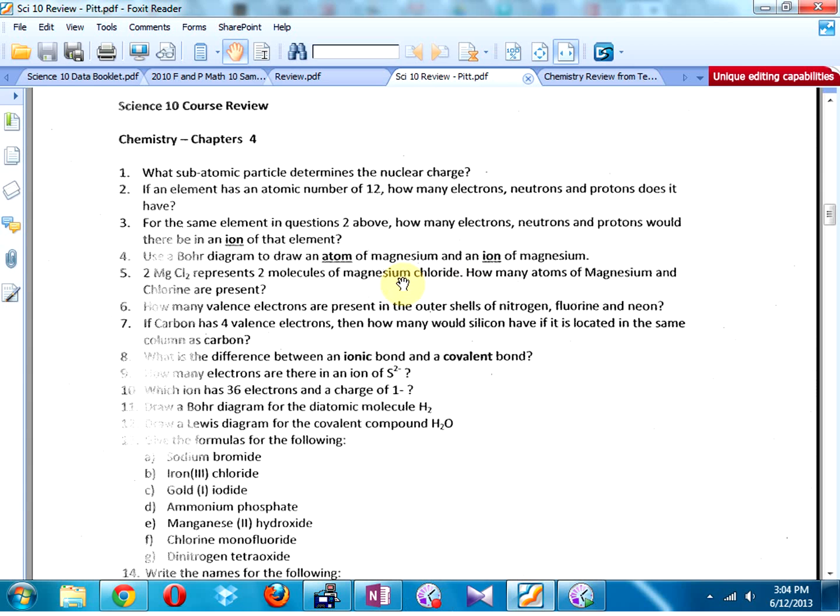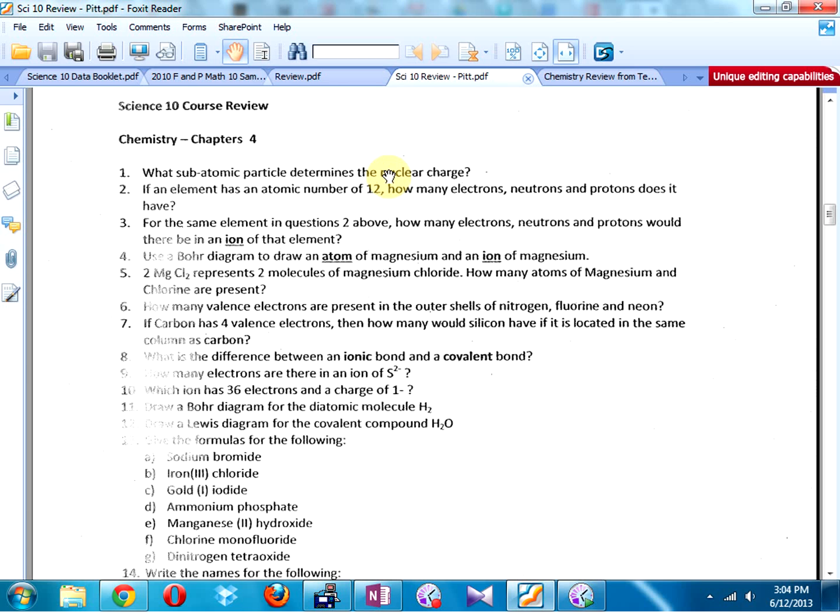Stuff you need to know for chemistry. Okay, which subatomic particle determines the nuclear charge of an ion or an atom? What tells you the charge on an atom? The ion charge. Okay. What particle? There are 3 particles. What are the 3 subatomic particles of an atom?